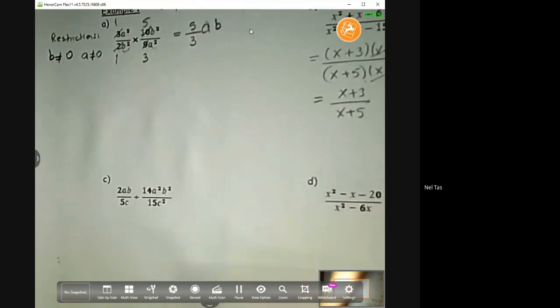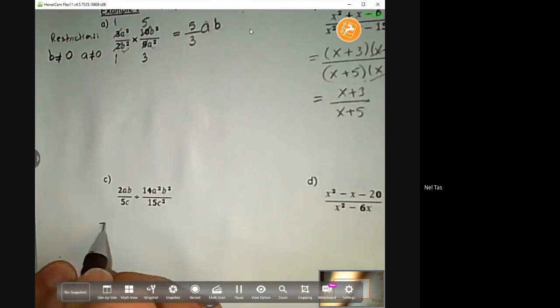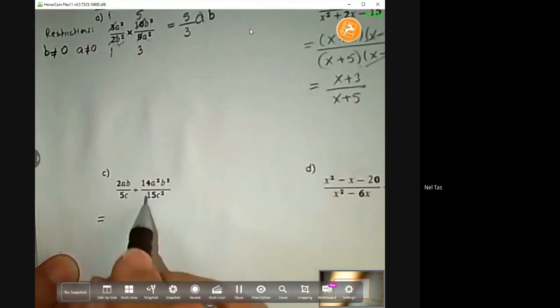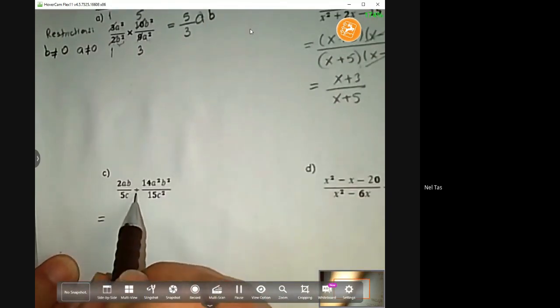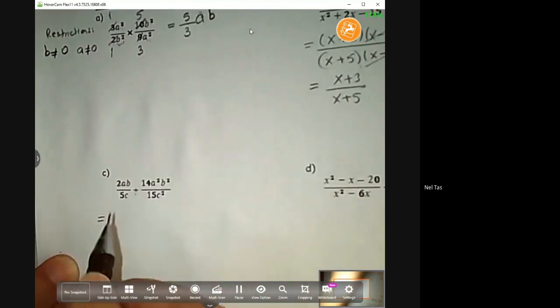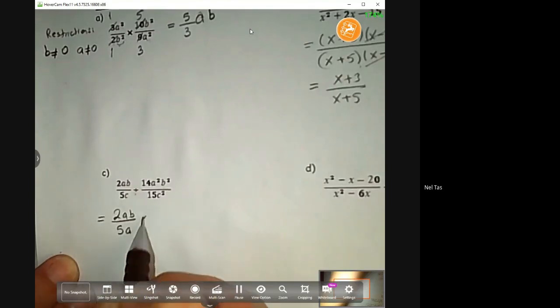So let's look at C. We have 2ab over 5c divided by 14a squared b squared over 15c squared. So the first step, there's no factoring involved here, but you need to convert division to multiplication. 2ab over 5c times, you flip the fraction, you take the reciprocal.